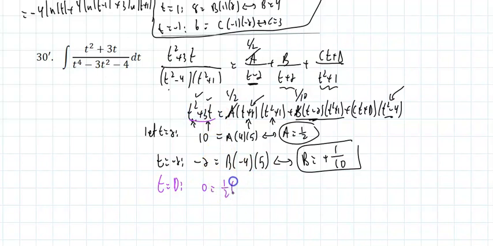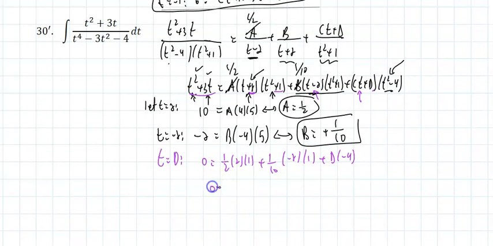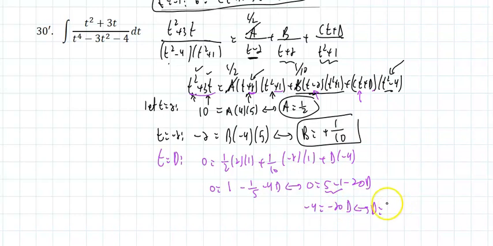That will be 1/2 times a 1. A 0 there, that will be 1/10, -2 times 1. A 0 there, that's gone. I got d times -4. And here's d. So this is 0 equal 1 minus 1/5 minus 4d, or 0 equal 5 minus 1 minus 20d. So this is a 4. -4 equal -20d. So d is actually 1/5.